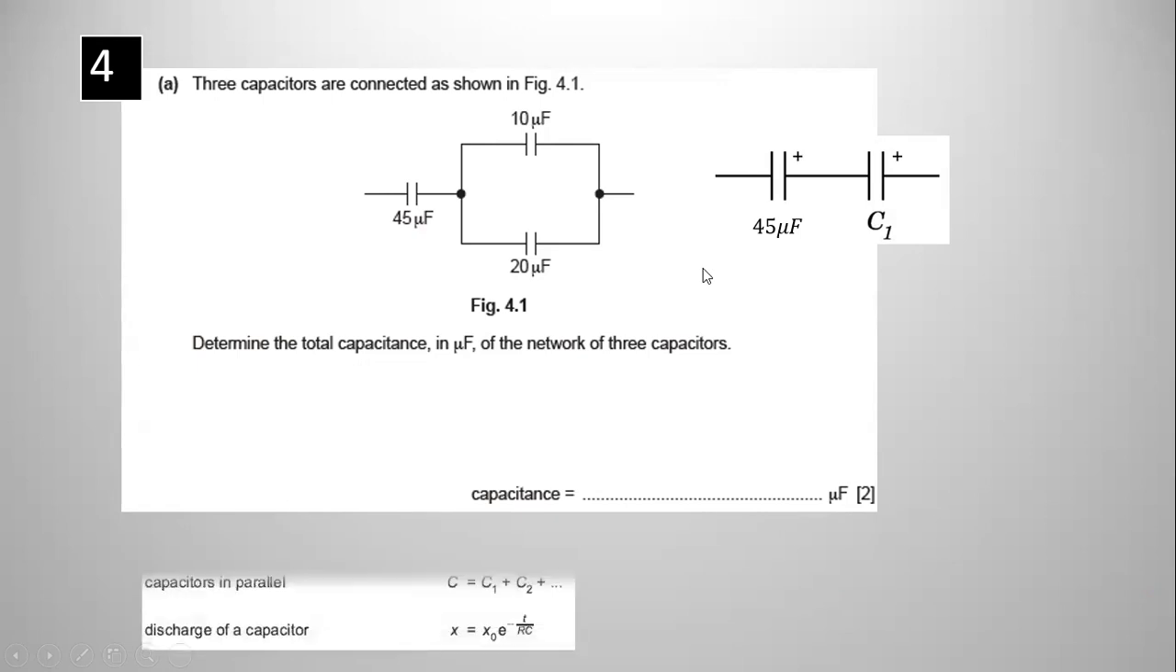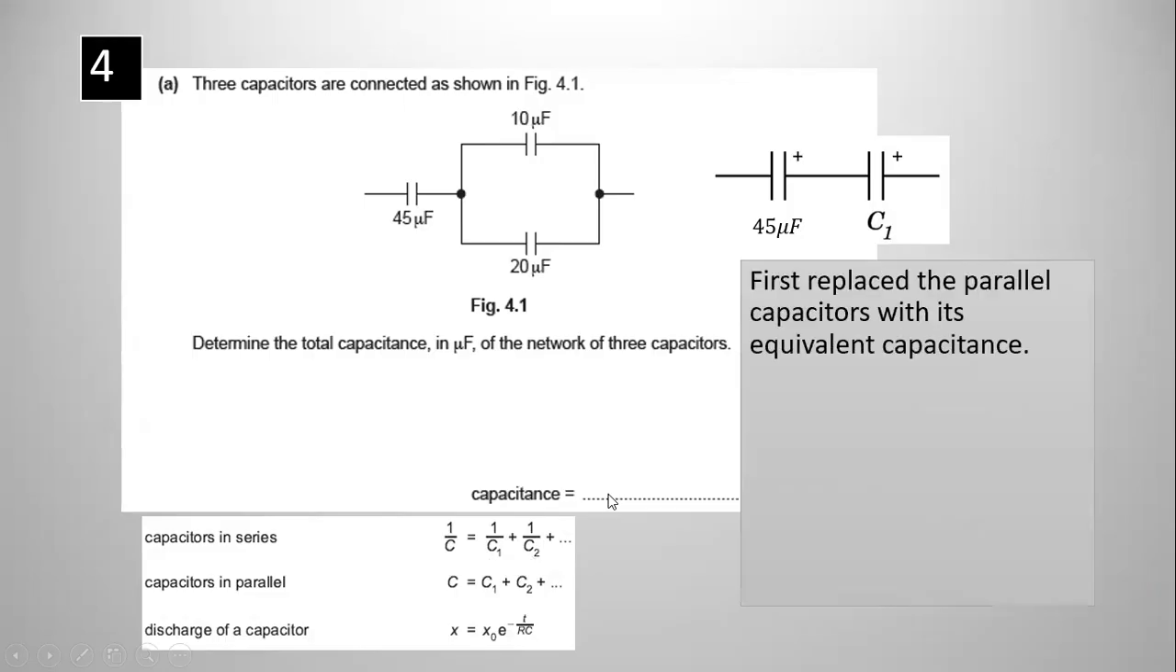Parallel, you add them up. Right, forgotten. Parallel, add them up. Series, you take the reciprocal. So first replace the parallel, that one, with the equivalent capacitance. So 10 plus 20 is 30, that's your C1.